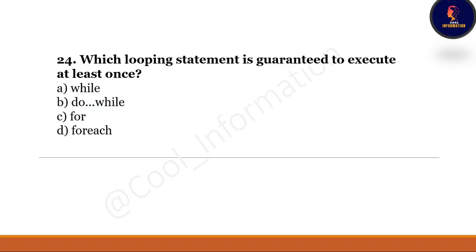Next question. Which looping statement is guaranteed to execute at least once? Option is while, do while, for each. Correct option is option number B only. Do while loop statement is guaranteed to execute at least once. Even if the condition is false, if we use do while loop, then one time our statement will execute for sure. So it's happening in do while loop.